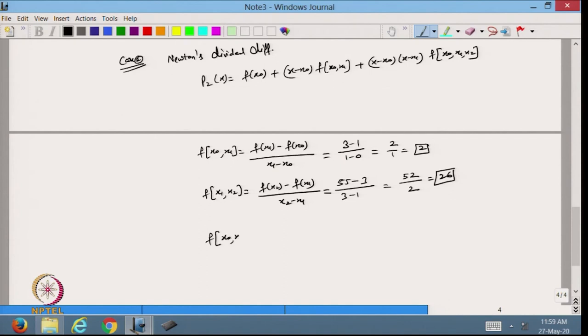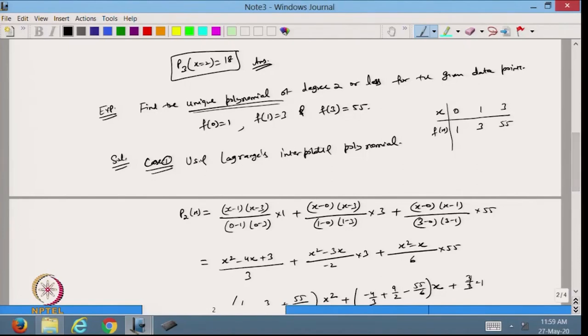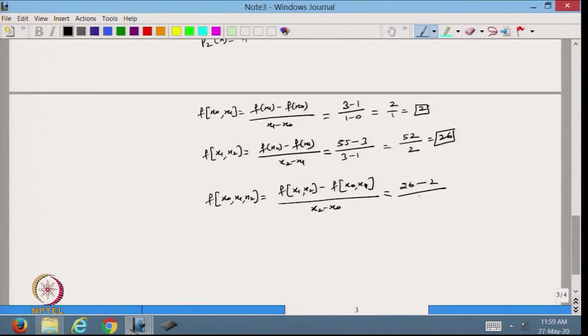So this is f[x0, x1, x2]. So that is equal to the difference of the first divided differences divided by x2 minus x0. So f[x1, x2] is 26, this f[x0, x1] is 2, and x2 minus x0, x2 is 3 and x0 is 0, so it is 3. So it is 24 by 3 and it is 8.